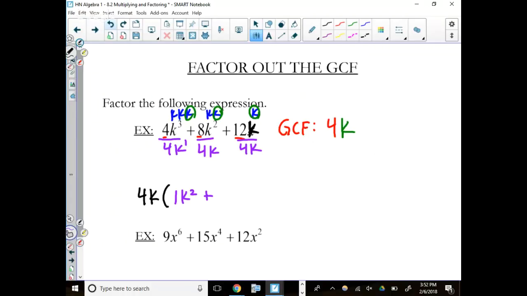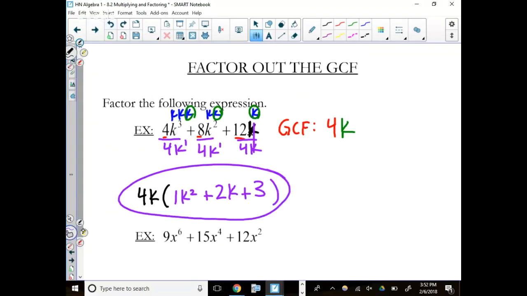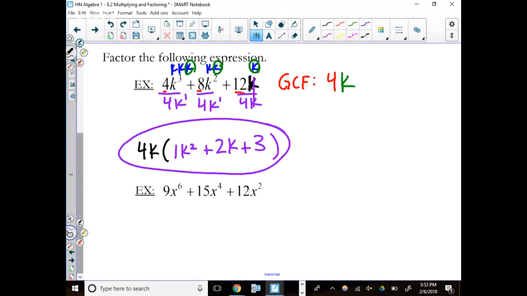Plus 8 divided by 4 is going to be 2. Again, you're basically taking out a K, so you're left with K. Plus 12 divided by 4 is 3. K divided by K would be 1. And that would be your factored form. You can also see that whatever you didn't circle is what you end up with as well. So that makes sense. Again, what I would have you do is I would have you try this one.